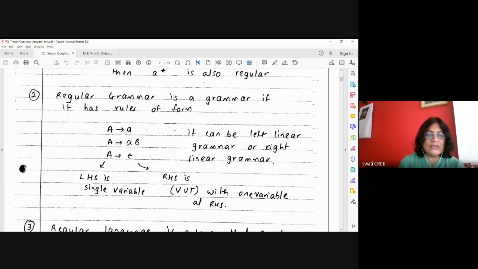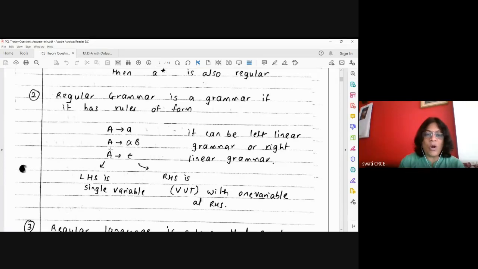Suppose you want to represent your grammar in the form of a tree. Each node is represented with the help of a single variable. So capital A is a node, and small case letters indicate the symbols from sigma. Here capital A is equal to small a. So capital A generates small a, or capital A is equal to small a capital B. So either this or this or this.